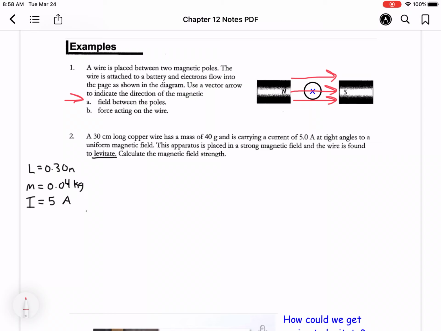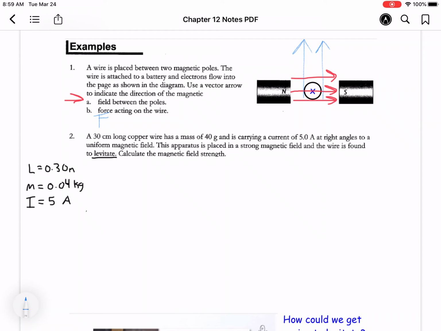Okay, and then I've got the electrons flowing into the page. So I should have my thumb into the page, right? Thumb into the page, and my fingertips pointing to the right, which means that using my left hand, my palm should be facing up. So the direction of the force, the force in blue here, should be exerted upwards. So that's kind of what's going to happen here.